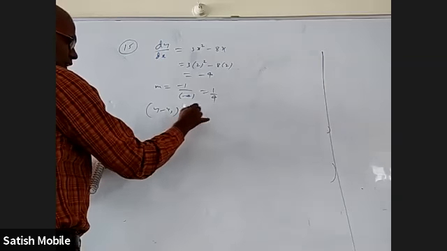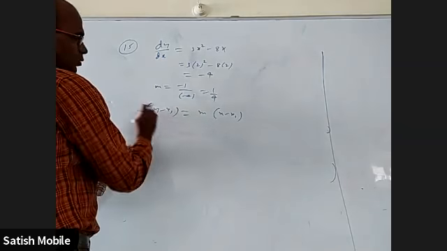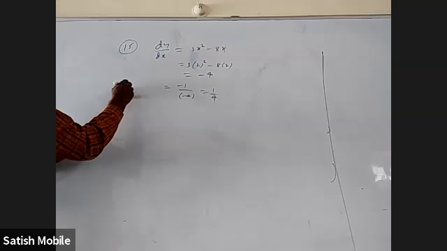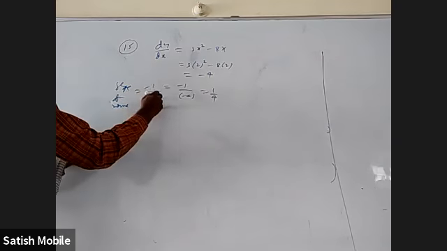So y minus y1 equal to slope into x minus x1. They asked only slope. So slope of normal is equal to minus 1 by dy by dx.